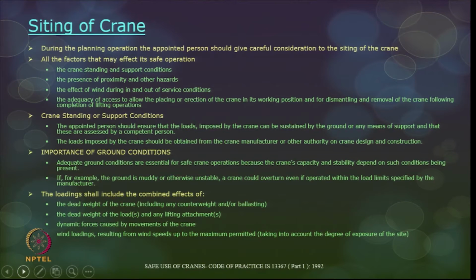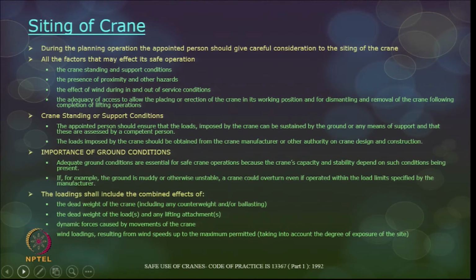The adequacy of access to allow the erection of the crane in its working position, and for dismantling and removing the crane following the completion of lifting operations, should all be noted down. The appointed person shall ensure the loads imposed by the crane can be sustained by the ground or any other means of support, as assessed by a competent person. Whenever a crane is handling a load, the crane plus the load are both supported by the ground. So, the ground condition should be verified as to whether it is really stable for withstanding the load above. The loads imposed by the crane should be obtained from the crane manufacturer to decide the safe load capacity of the crane.